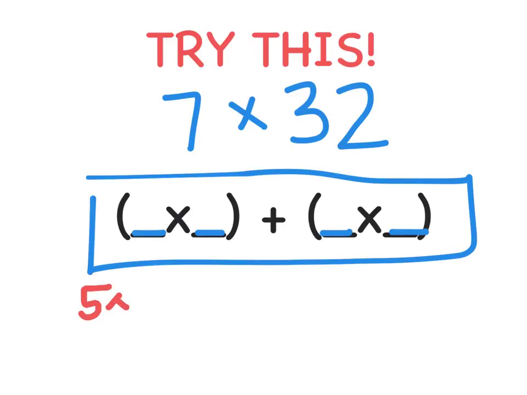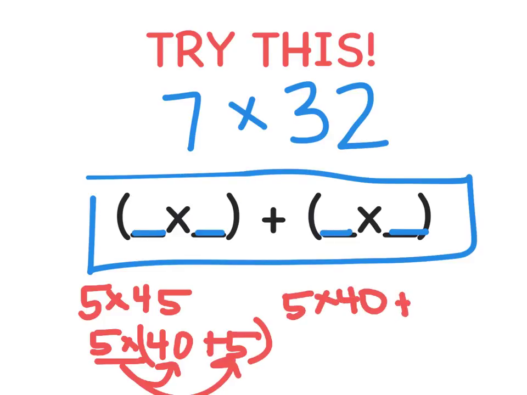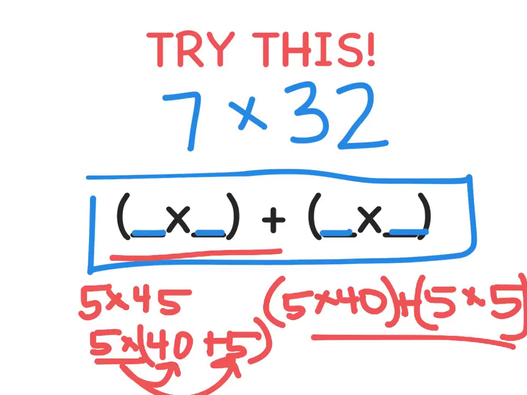So for example, if I was doing the problem 5 times 45, I would break up my 45, and I would have this, and then I can pass out my 5 times to each of these. So 5 times 40 plus 5 times 5. I'm going to put parentheses around these and see how this looks. So this would be rewriting using the distributive property, and then I would just solve it. All right, good luck.